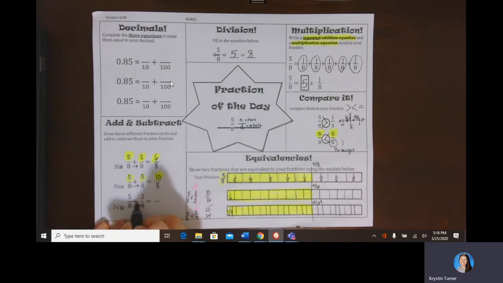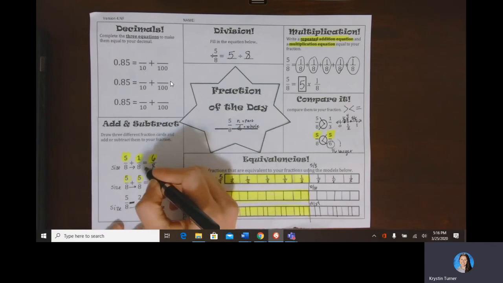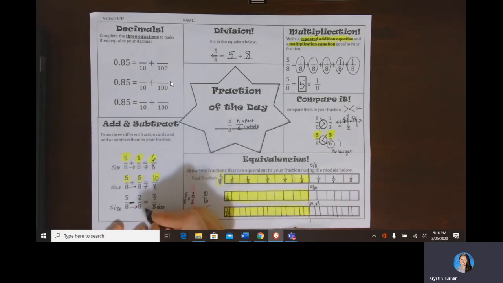This one is subtraction, so it's the same thing. If you're thinking in money again, if I had 5 quarters and I gave 2 quarters away, I would be left with 3 quarters. So this time we're talking about 8ths. If I have 5/8 and I subtract 2 of those 8ths, I'm going to be left with 3/8. So this is just our size. That 8 does not change. It just gets moved over. And 5 minus 2 is 3.